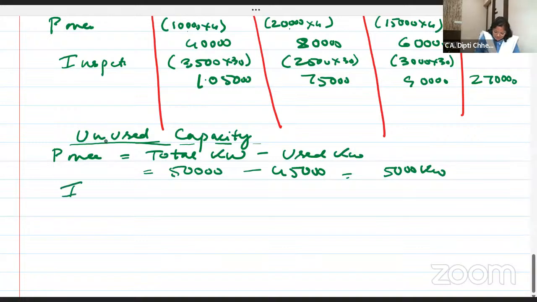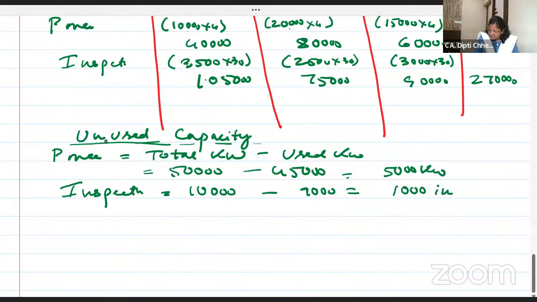What about the inspection? Number of inspections are 10,000. But in that, how much have we used? 9,000. So 1,000 inspections are unused. Okay? And these are the unused capacity.